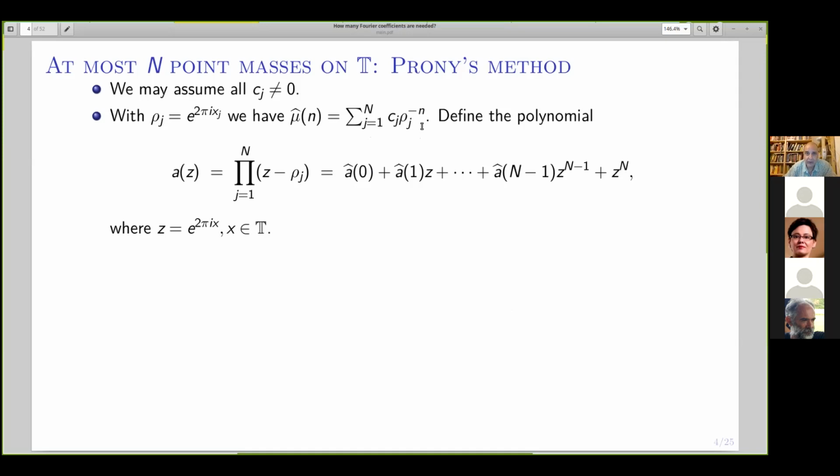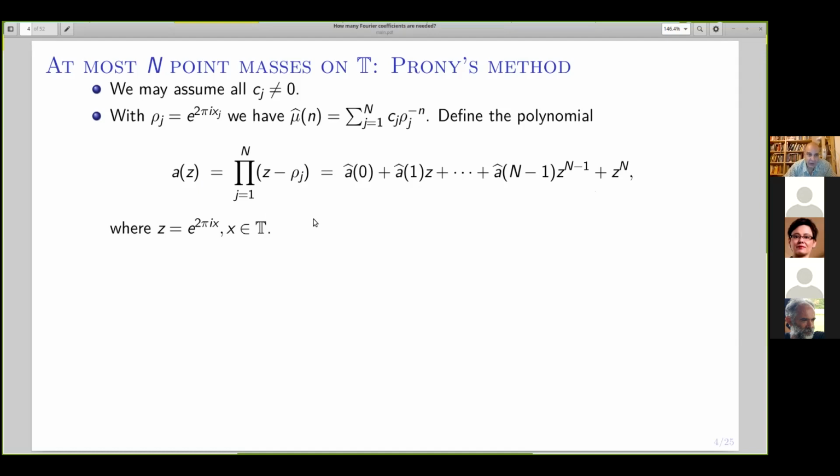And we're going to encode the roots, the xj or the rho j, which are the same thing, as roots of a polynomial. So we form the polynomial a of z by taking it to have rho j as roots. And of course, when you carry out this multiplication, you will write it out as an ordinary polynomial, and the coefficients will be the Fourier coefficients of this viewed as a function on the torus. Okay, so this is the polynomial.